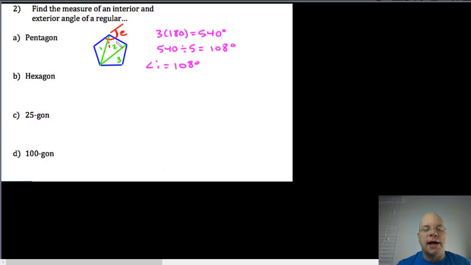We said the exterior angle was adjacent and supplementary. So the exterior and interior angle have to add up to 180. So if we do 180 minus 108, we get 72 degrees for the exterior angle. Now, we could do this for the hexagon. When we start to try to do it for the 25-gon, we're not going to want to have to draw these figures. So there's one other relationship that I want to remind you of. First, let's circle our answer for the pentagon.